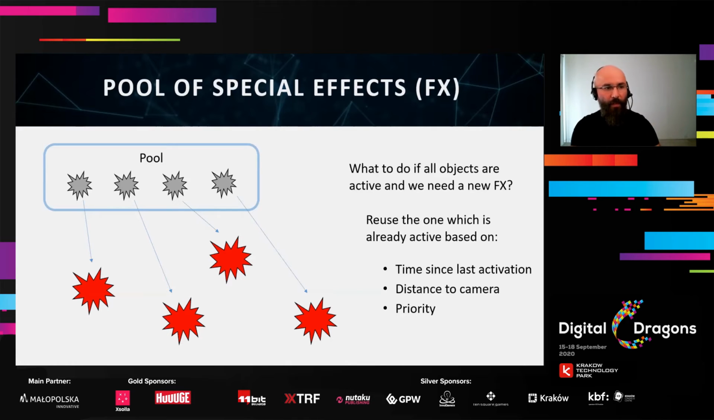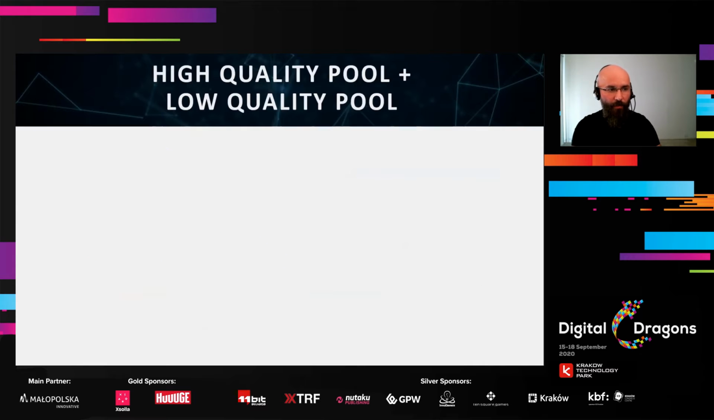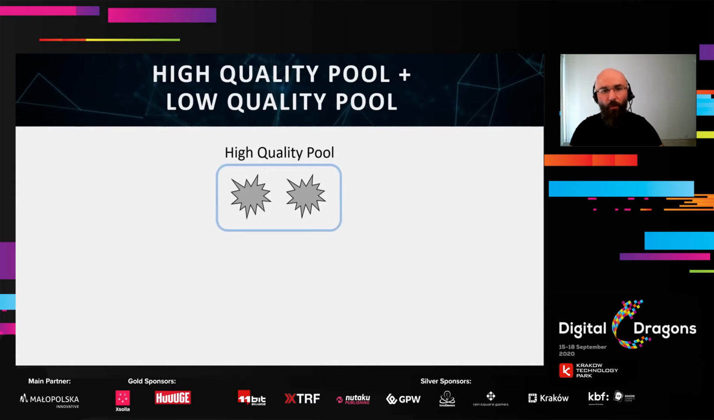There's also another way of approaching the same problem. We can actually have 2 pools, a high quality pool and a low quality pool. The high quality pool has high quality assets, maybe bigger textures, with higher quality logic for special effects. But we have just 2 of them. And normally when there's just 1 or 2 explosions, that's very simple because we are just reusing these already spawned explosions, very easy. But what if we want to have 3 explosions?